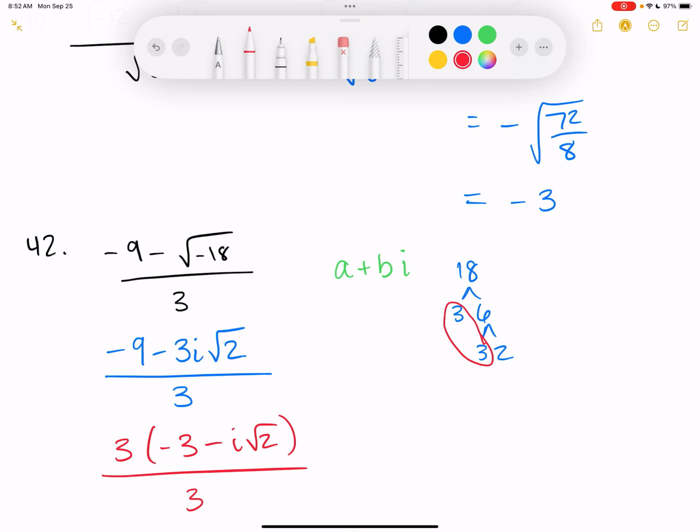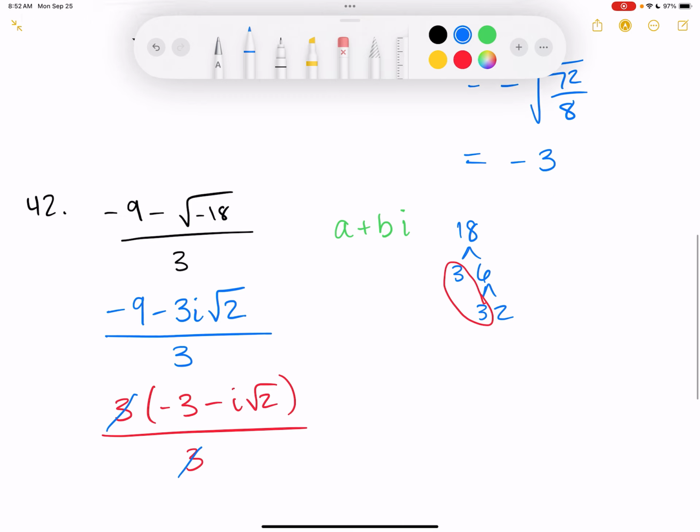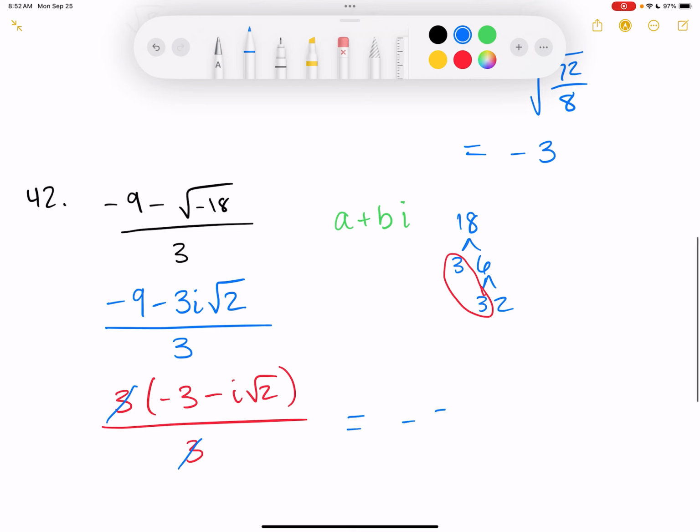Now, because it's being multiplied on top, that 3 times everything in parentheses all over 3, now I can cancel these 3's and be left with negative 3 minus, and normally I write the i in front just so it's not confusing that it's under the radical or something, but to officially be in standard form, it's the square root of 2 and then the i. Just make sure the i is clearly shown to be outside.